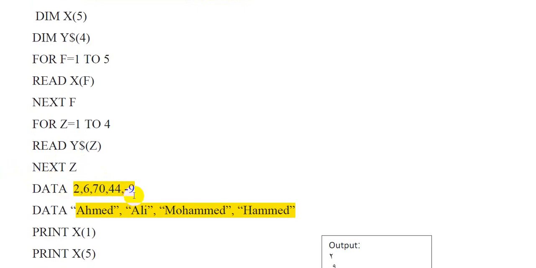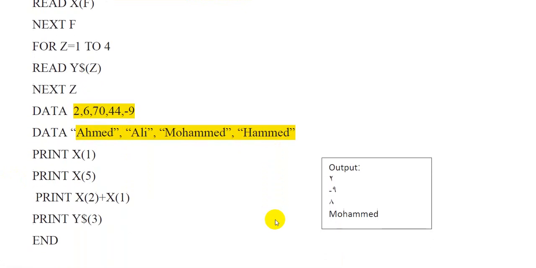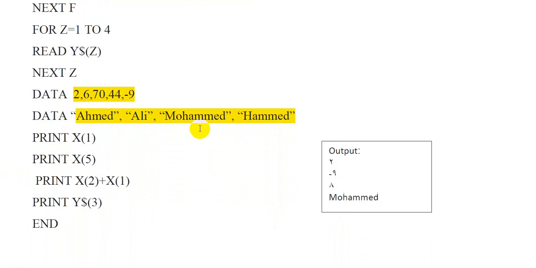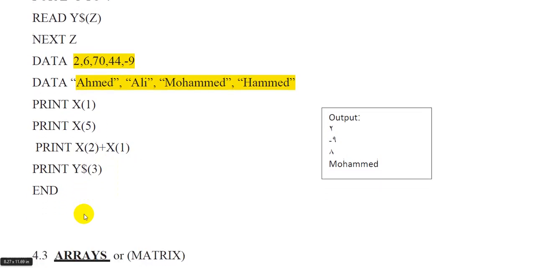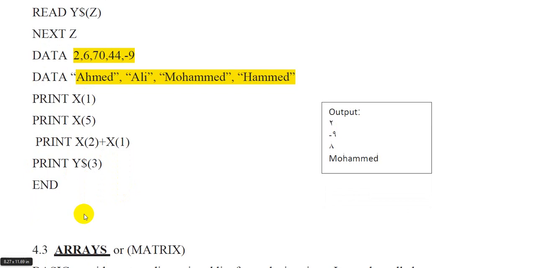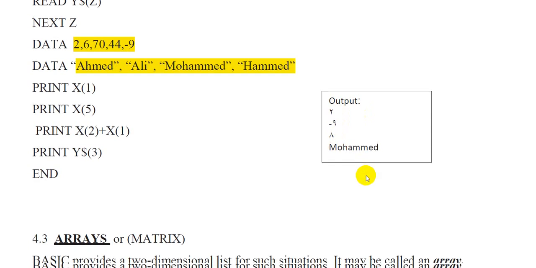Data 2670 44 minus 9. Data Ahmed, Ali, Muhammad, and Hamid. Print x1, print x5, x1 for the entire x list as stipulated in the current example we're visualizing. Print x5 and print x2 plus x1 and print y $3. And repeat the process all over again, or conclude. Output? The output will be in the following form. 298 Muhammad.